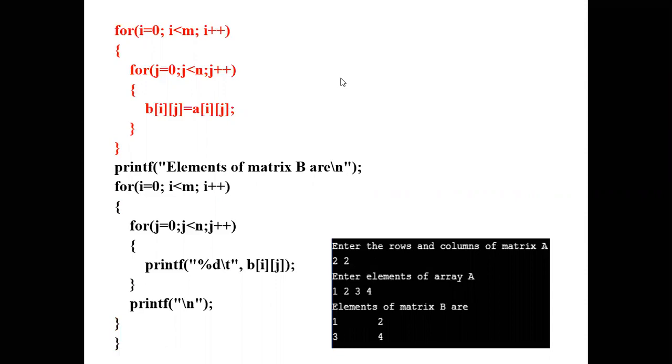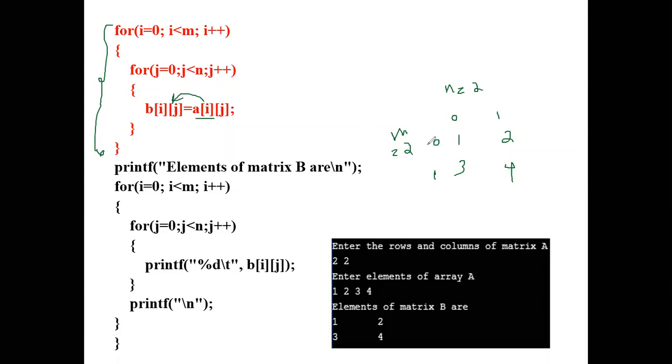So you are entering 1, 2, 3, 4. This is how it will be stored: at position 0, 0 you'll be having 1, 0, 1 you'll have 2, 1, 0 you'll be having 3, 1, 1 you'll be having 4. This is your matrix, with m rows and n columns both equal to 2. Now what you're doing is copying. This is the logic we are using for copying matrix A to matrix B. Same way it continues.